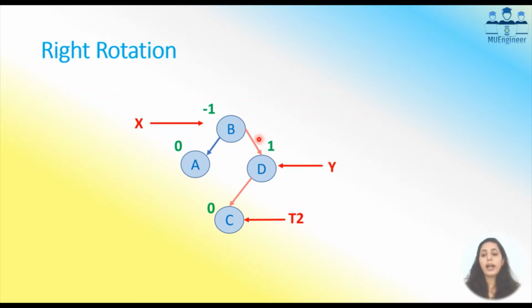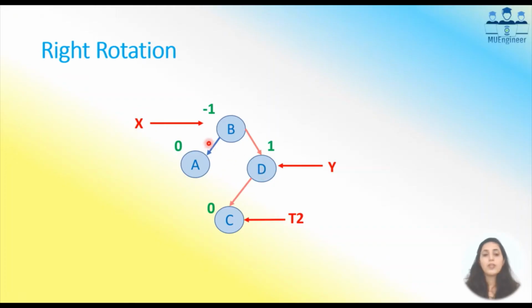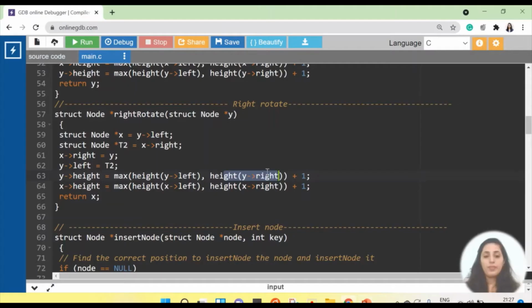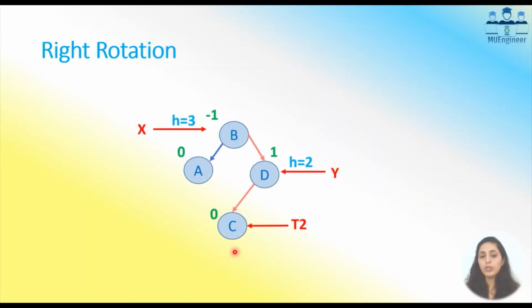You just need to calculate the height of X and Y because we have modified our X and Y. So now I'm calculating the height of Y, that is the maximum of Y's left height and Y's right height. So who is in Y's left? C, whose height is 1. In Y's right there is nothing, its height is 0. So which is the maximum of 1 and 0? 1. Plus 1. Yeah, you see the plus 1. That means the height of Y will now be equal to 2.